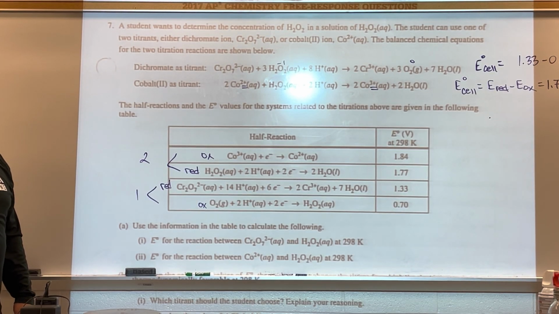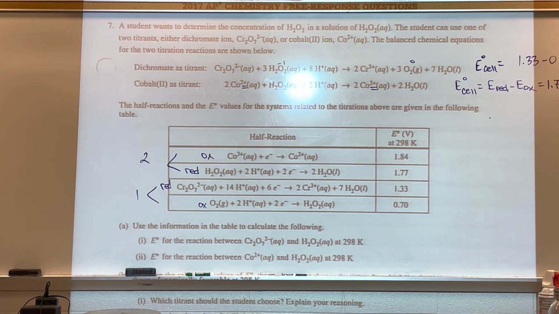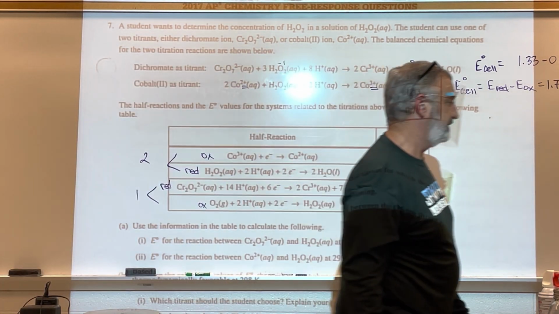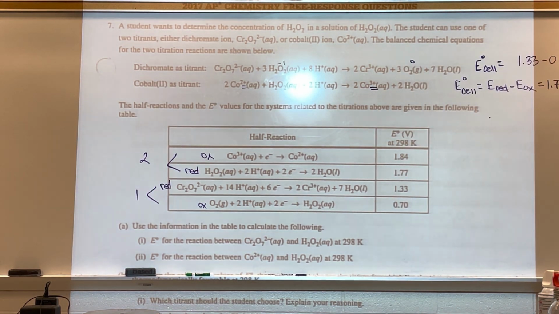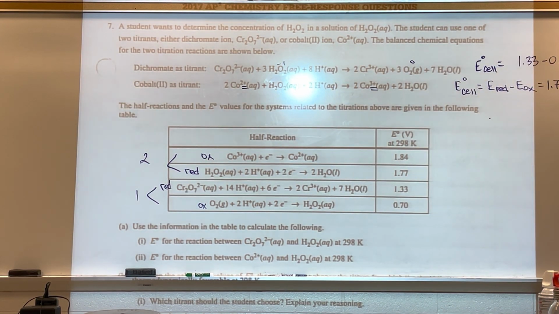Okay? I like it, you guys are asking questions. Okay, I've done all that, I haven't even looked at what the question is. Okay, let's start answering the question. Use the information, calculate E for the reduction and calculate E for the reaction, so that's what we just did. Okay, what's the next part to ask? Which should they choose? Which one should you choose? Obviously, we were going to choose this one. Why? The positive E cell causes it to be a thermodynamically favorable reaction.